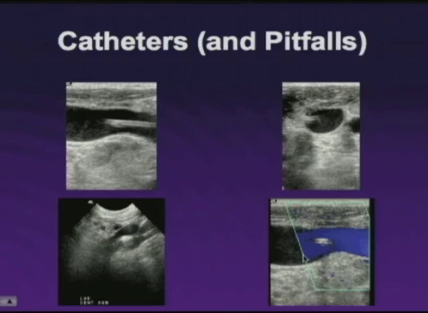Color is not always helpful in identifying the filling defect if you're not careful, because as you see here, the color is overwriting the thrombus, and so you have to be very careful with your color gain to make sure that you're not overwriting the low-level echoes that may be present within the thrombus.